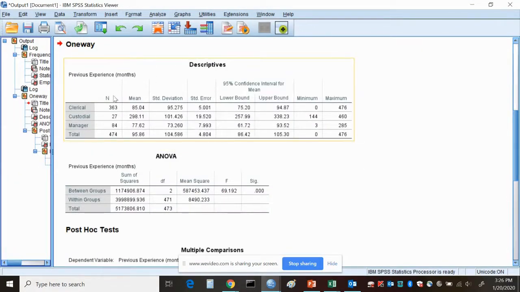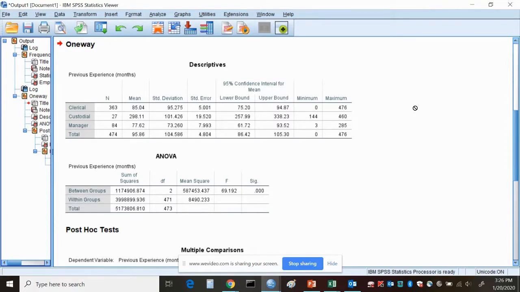So again, we always start off with the descriptives. We have 363 clerical workers, 27 custodial workers, and 84 managers. The mean of previous months' experience for clerical workers is 85 months, for custodial workers 298 months, and managers 77.6 months. And so you can see custodial workers clearly have a much higher number of previous months experience compared to clerical and managers. Clerical is the next highest, with managers having the fewest number of months.